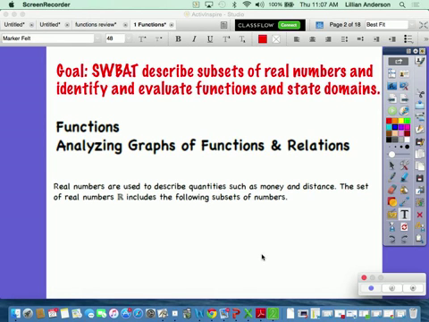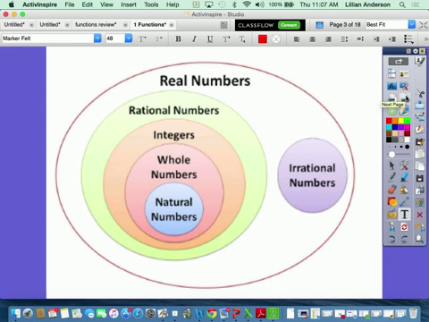So here we go. So let's start off with functions. Real numbers are used to describe quantities such as money and distance, okay? The set of real numbers, which is represented by this double bar R, includes the following subset of numbers. And what you guys have there is a diagram that represents all the different classifications for the types of numbers that are out there, okay?